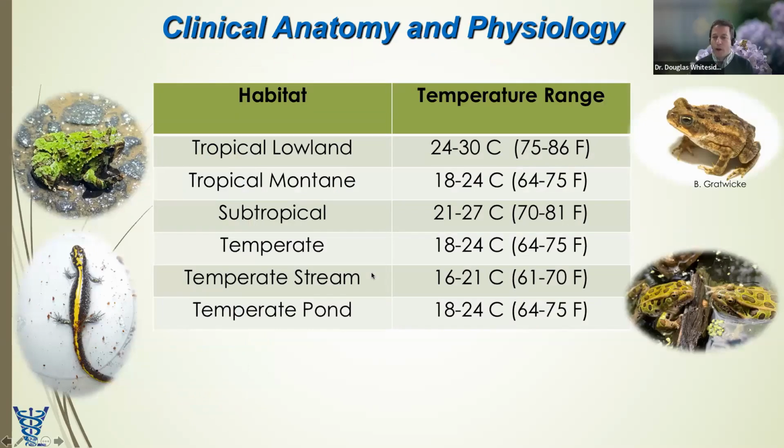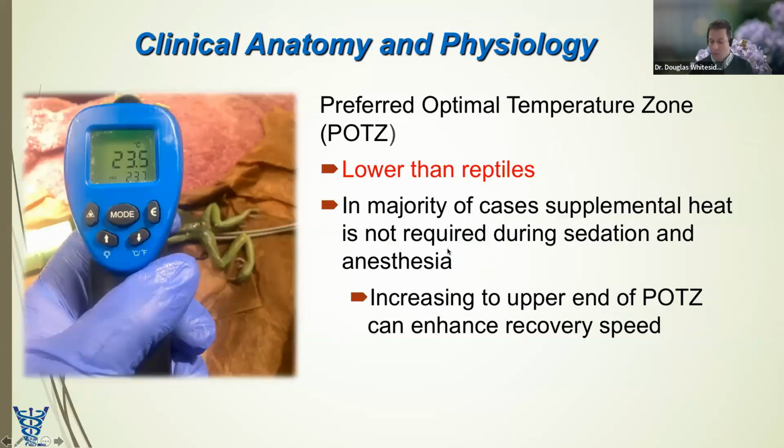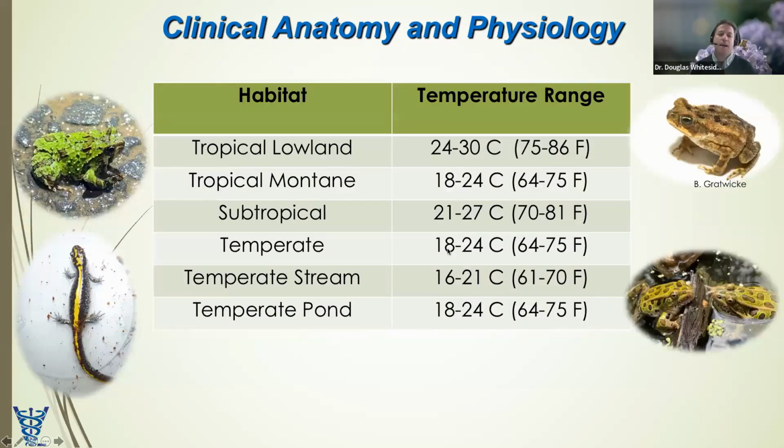So when we look at the preferred optimal temperature zones for our amphibian species, if we think about some of these tropical, lowland species, they're going to sit in that 24 to 30 degrees Celsius range. So, when it comes to doing the anesthesia, the pre-anesthetic period, the anesthetic itself, and the post-anesthetic recovery period, we want to make sure that we've optimized their environmental temperature and we're keeping them within that 24 to 30 degrees Celsius range. If we look at some of our temperate species, we can see that they tend to sit in that kind of 18 to 24 degrees Celsius range.